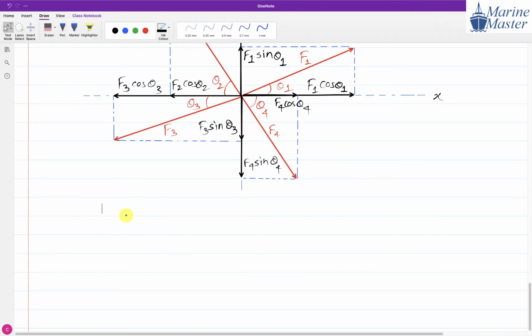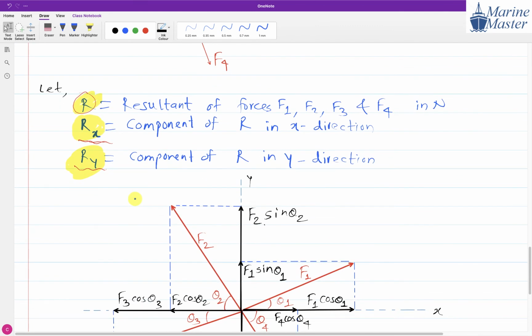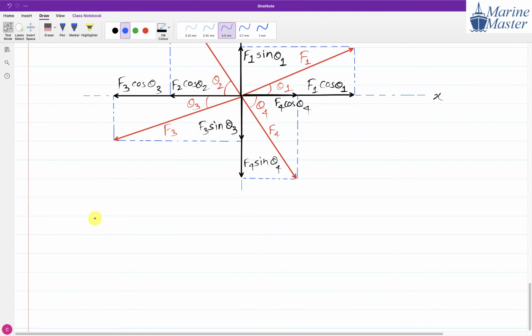Now our next target is to get the value of R. And to get the value of R, what do we need? We need Rx and Ry. And how to get Rx? Rx will be equal to the summation of forces in the x direction. How to get the Rx, sir?